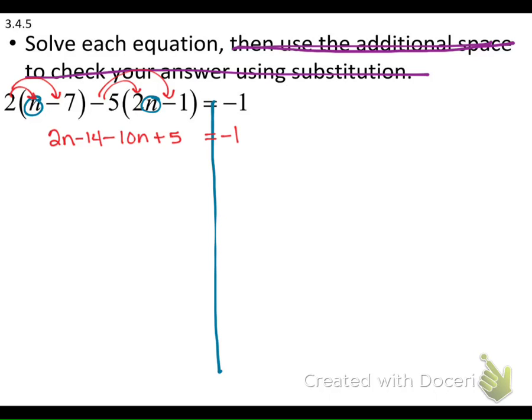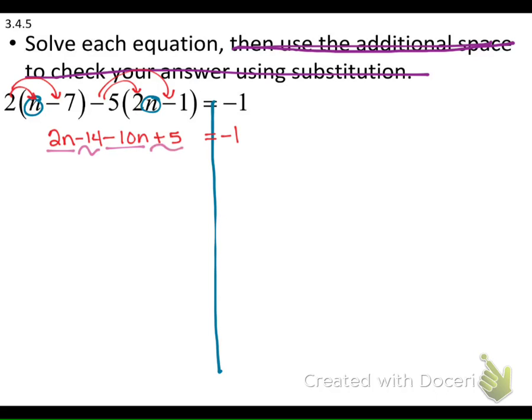David, after I distribute, what do I need to do? Combine like terms. The 2n and the -10n. Okay. And what's my other like terms? -14, and I have this underline that goes with this. I have the -14. What's another number without a variable attached to it? Yeah, the +5.